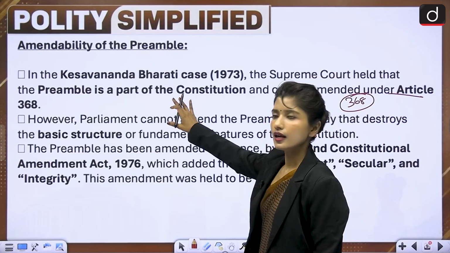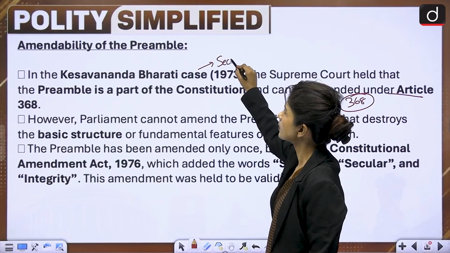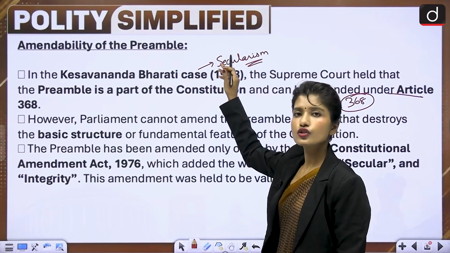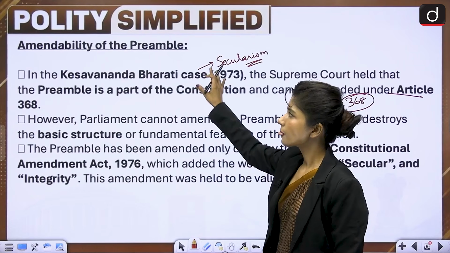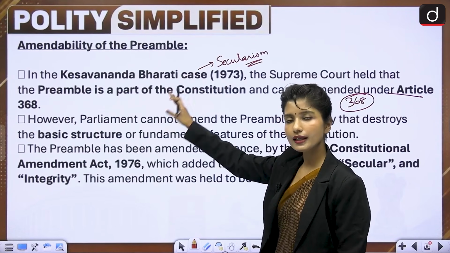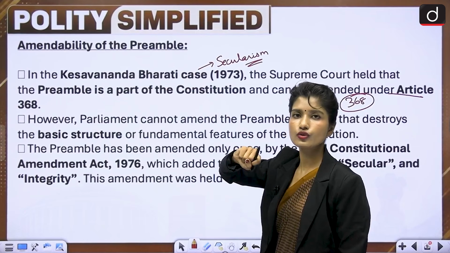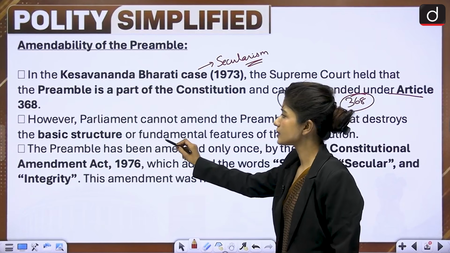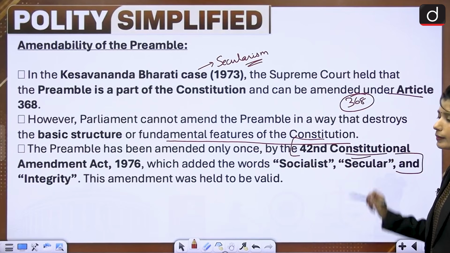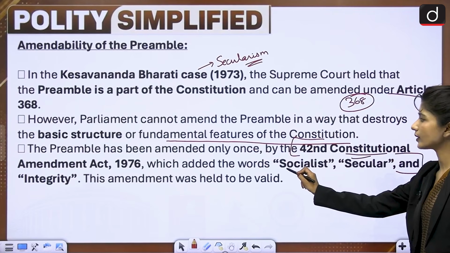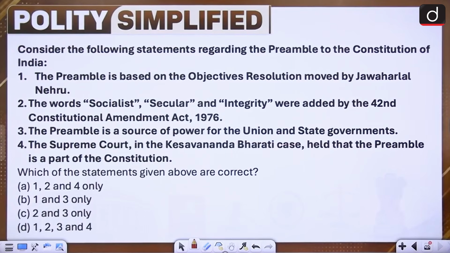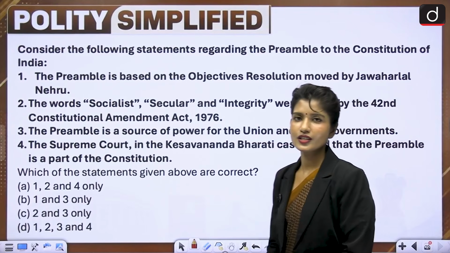That's what it meant. Now, secularism I told you about. Secularism is a part of the basic feature of the constitution. So it cannot be taken away. This is an example. So in the Keshav Nand Bharti case, Supreme Court said that yes, preamble can be amended, but the basic features of the constitution cannot be taken away. And this is extremely important. In the 42nd Constitutional Amendment Act, as I've already told you, there were 3 words that were added: socialist, secular, and integrity.